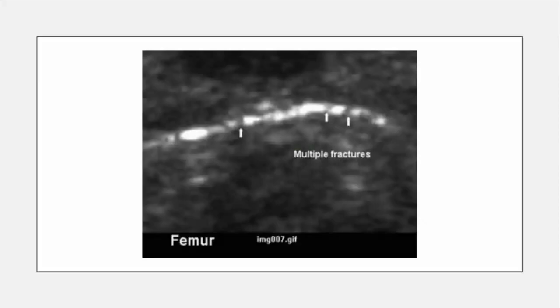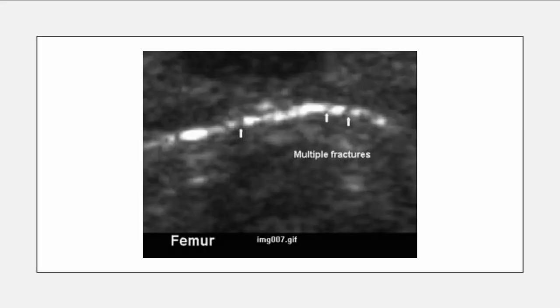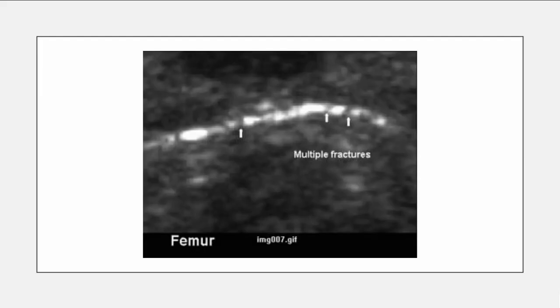So here's the femur, and you can see those multiple disruptions right along that long bone. It's like this baby could not be any more protected. This baby is in utero with amniotic fluid, a placenta protecting them, a mom protecting them, and this baby is still getting multiple fractures in their femur. So it's very unfortunate.